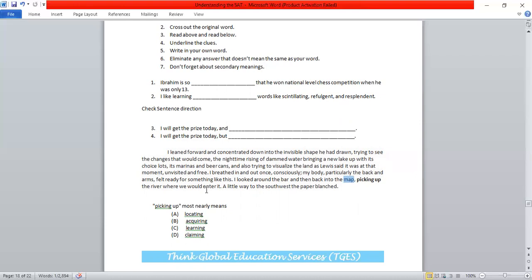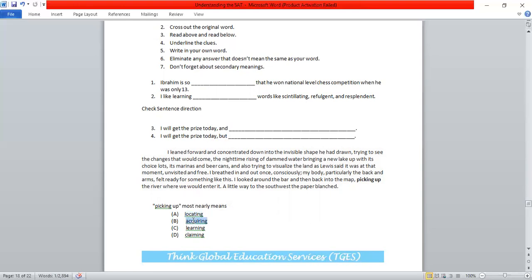So I'll be like, oh, here is the river. Let's enter from here. So when you say here, what are you doing? You are trying to find it. Like, I found it, I know this is where it is. Now, which option will be closest to finding? Locating, acquiring, learning, or clearing? Locating, right? I located the river.